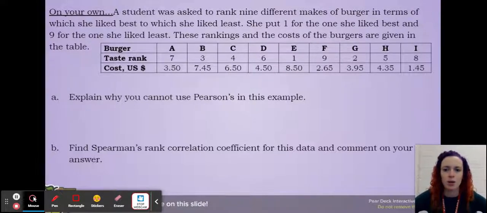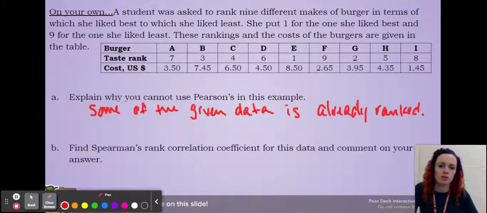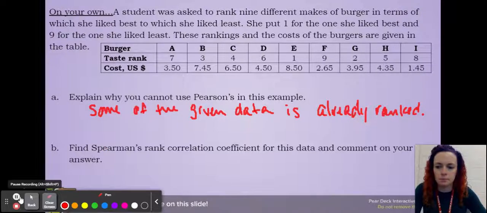Part A, explain why you can't use Pearson's in this example. Because she ranked them from the beginning, it's already ranked data, so we have to use Spearman. Part B, we're asked to find Spearman's rank correlation coefficient for this data and comment on our answers. The taste is already ranked, so I'm just going to have to rank the cost, and then I'll plug it into my calculator and find r.